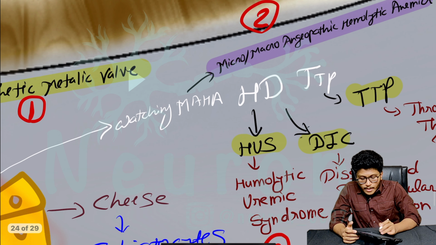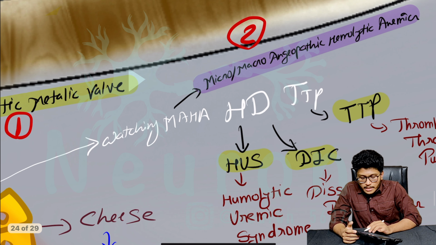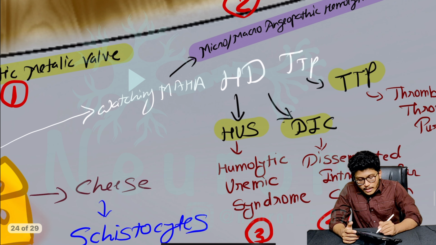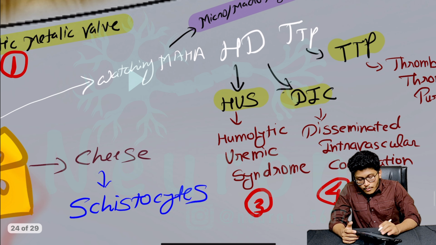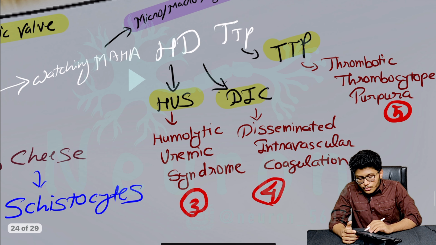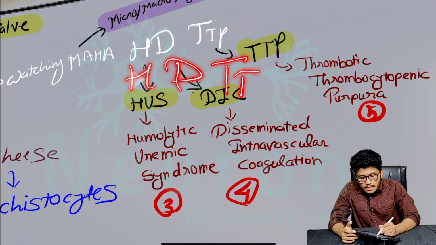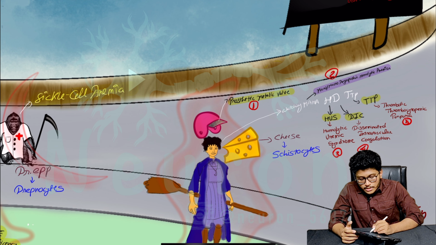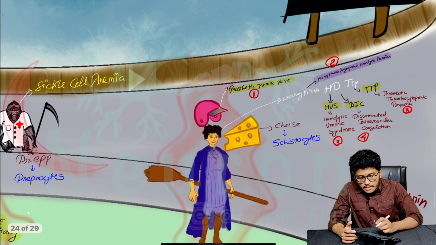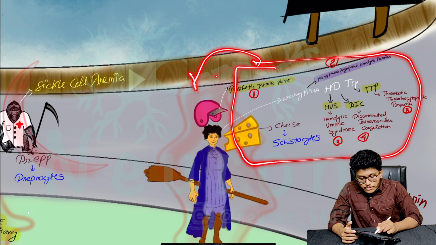So Maha: micro or macro angiopathic hemolytic anemia. In this condition, schistocytes are seen. HUS, DIC and TTP. From HUS, you have to remember hemolytic uremic syndrome. DIC means disseminated intravascular coagulation. Thrombotic thrombocytopenic purpura. In all this, Maha HD TV. Instead of TV, you can remember TT. So HD, TT. Okay, so Madam Hooch is watching Maha HD TT. In all these conditions, schistocytes are seen.